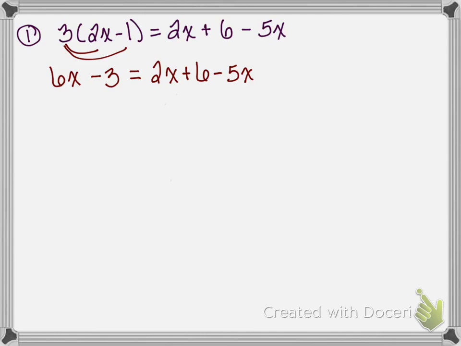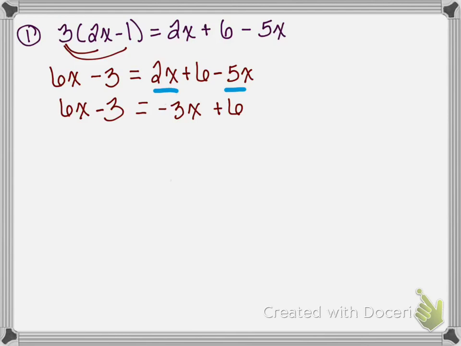Now, for my next step, I am going to combine like terms that are on the same side. Okay? 2x and negative 5x can be combined because they're on the same side. 2x and 6x can't be combined because they're on opposite sides of the equation. So we are combining 2x and minus 5x. And that's going to give me negative 3x on the right-hand side of my equation plus the 6. Now I am just bringing down the 6x minus 3.